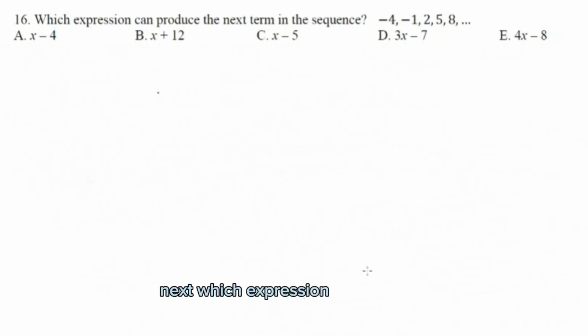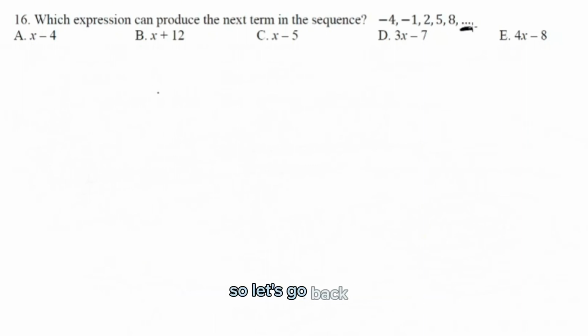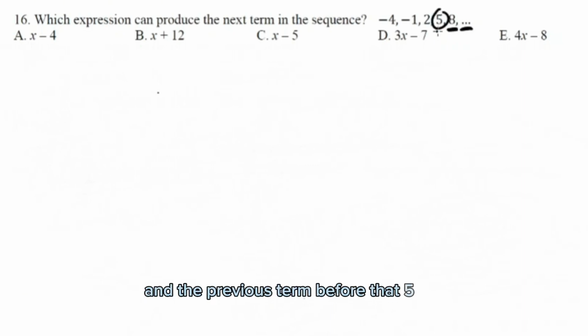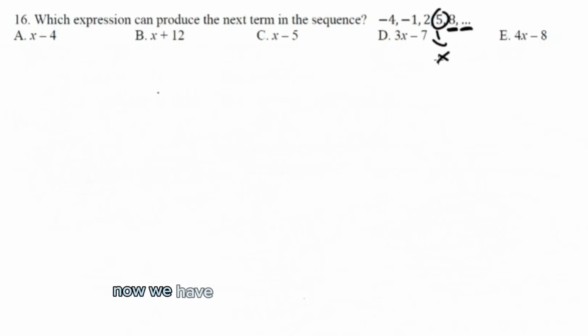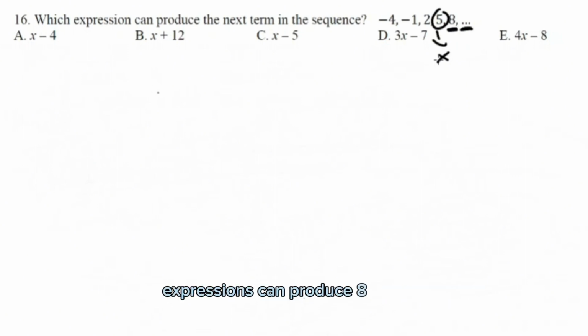Next, which expression can produce the next term in the sequence, -4, -1, 2, 5, and 8? Alright, so in this question, we are not given the pattern of the sequence, and they're asking us to find the expression which can produce the next term in the sequence. Right now, the next term in the sequence would be the term after 8, but we don't know what that is. So let's go back one. Let's say that the next term is 8, and the previous term before that, 5, is x. Now we have to find out which one of these 5 expressions can produce 8 using x.